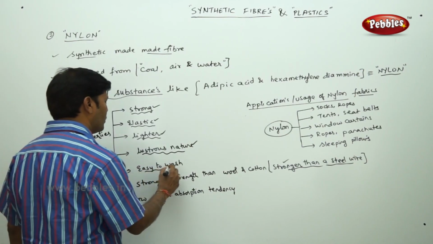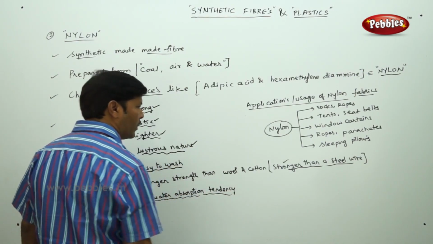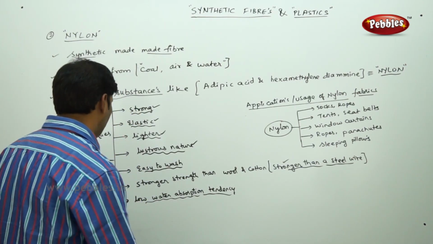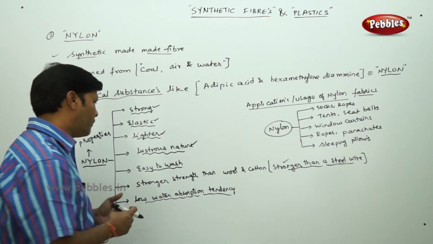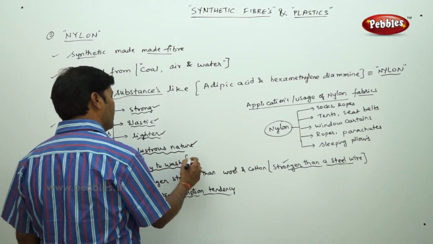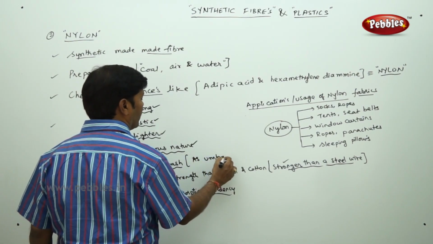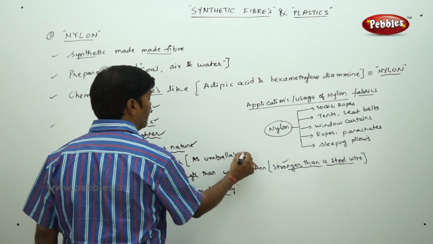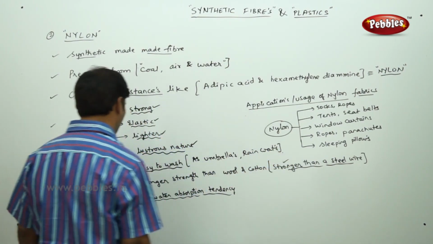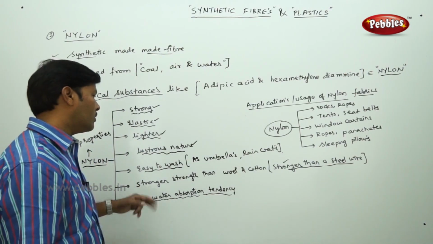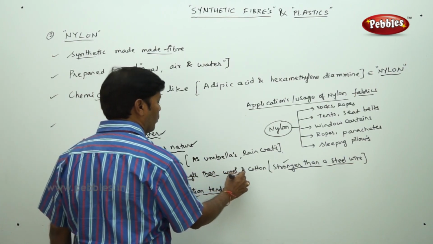Then they are easy to wash, because they have a low water absorbing tendency. Very quickly you can find that the water is repelled from the surface of the fabric. That is why they are easy to wash. That's why they are used as umbrellas, rain protecting umbrellas, waterproof raincoats, etc. These nylons have stronger strength than wool and cotton.